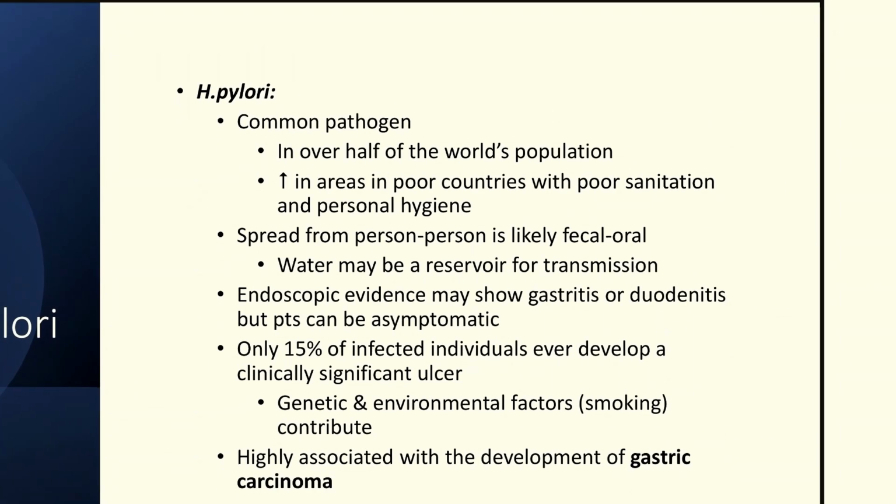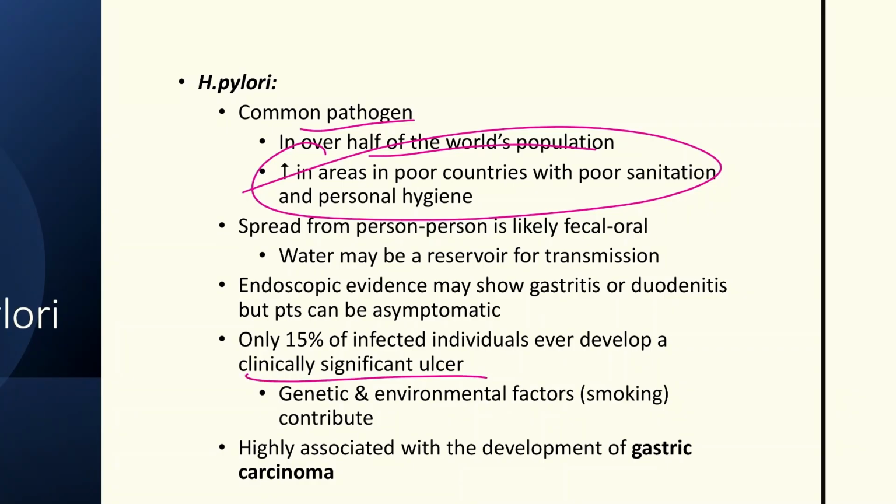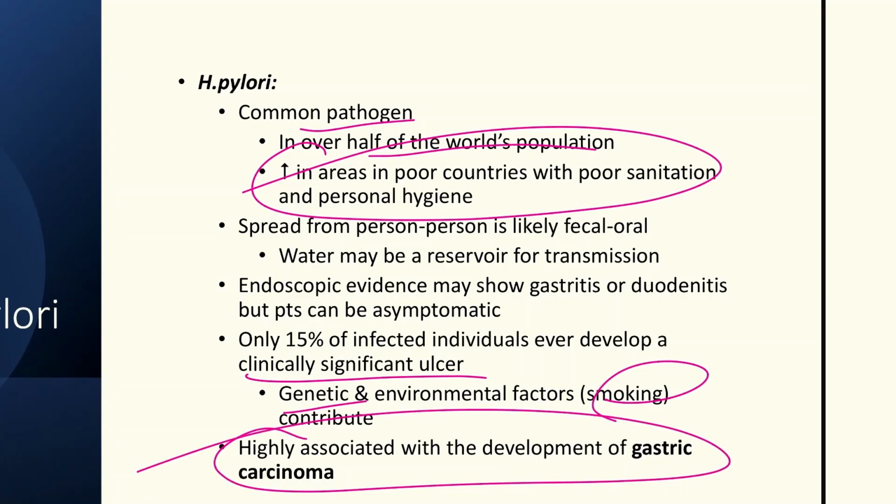So H. pylori, what is going on with H. pylori? Very common pathogen, half the world population, high in areas with poor sanitation and personal hygiene. Spread from person to person is likely fecal-oral, so not washing hands. Water might be a reservoir for transmission. Endoscopic evidence, so anyone coming in with a GI bleed is going to get an endoscopy regardless, to see what's going on. You may see some gastritis or duodenitis. 50% of infected individuals will develop a clinically significant ulcer. Some is genetic, some environmental, like smoking, and it's highly associated with the development of gastric carcinoma. This is one of the only instances where a bacteria can lead to cancer.